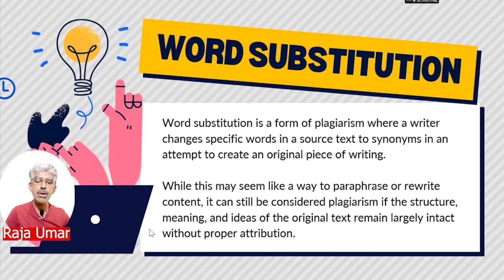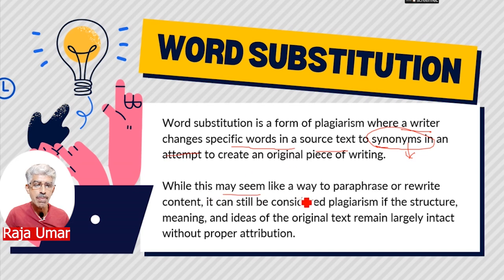This is going to be a really crucial form of plagiarism, what we call word substitution. It is the form of plagiarism where a writer simply changes specific words in a source text to synonyms. This is the important word. They just change the words in the sentences, and it looks like a brand new sentence, but actually only synonyms were used without paraphrasing the exact sentence. So that makes the second type of plagiarism.